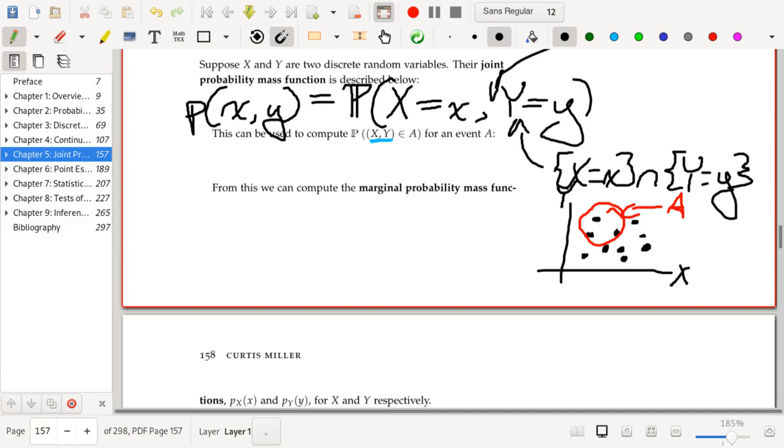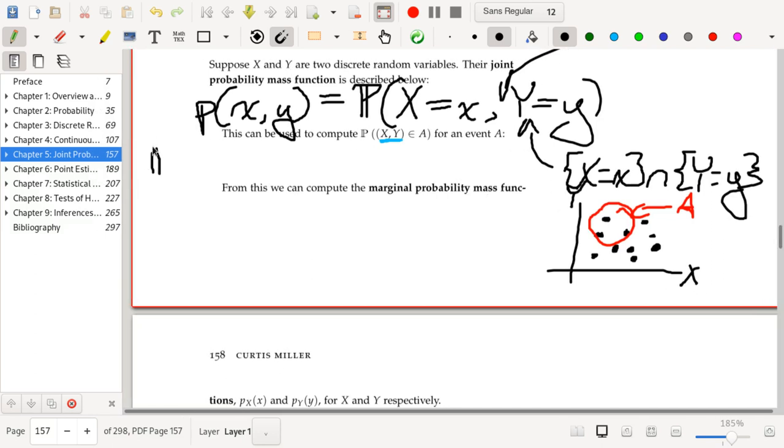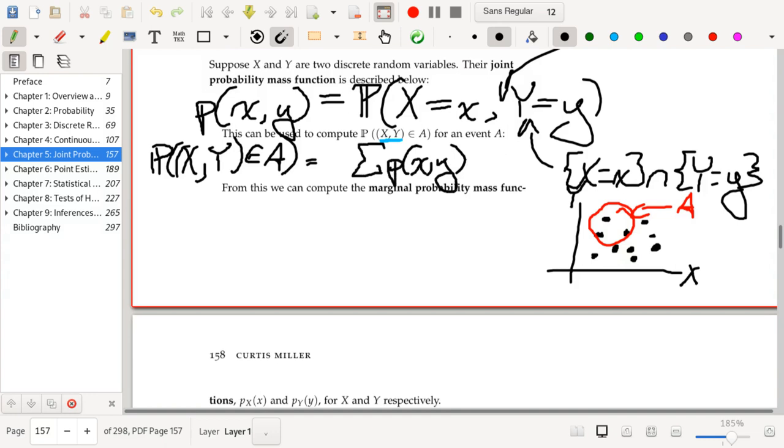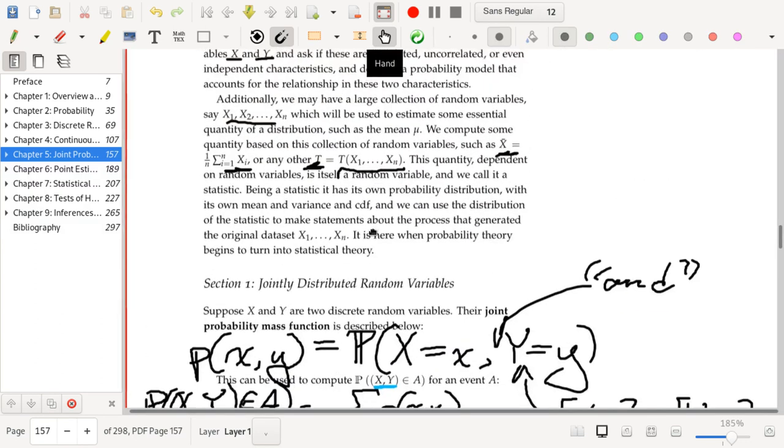So we can say that the probability that the ordered pair X,Y is in some set is going to be the sum of the probability mass function over all combinations that are in that set. So all ordered pairs for which you have positive probability in that set. Maybe here's another way to understand it.